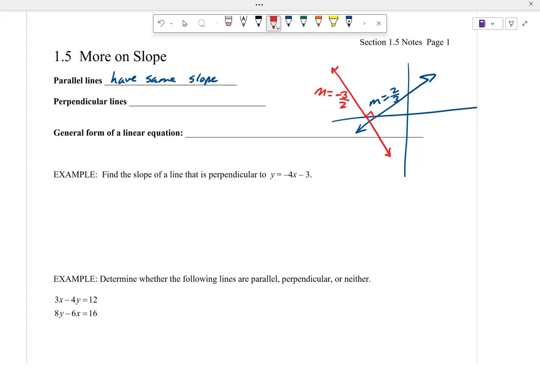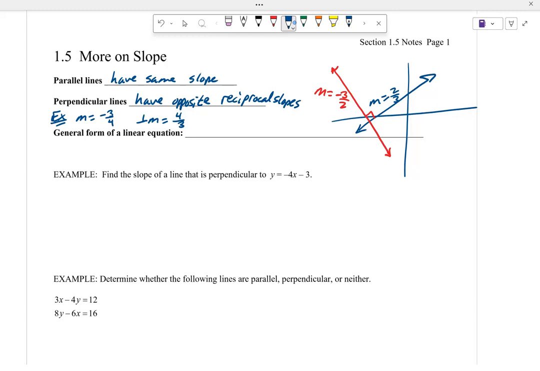There's actually a very beautiful proof on that. Maybe if we have some time, we can throw that in at the end. But perpendicular lines have opposite, meaning the sign changes, reciprocal slopes. For example, if one slope is -3/4, the perpendicular slope to that would be +4/3. Again, their slope product is -1.